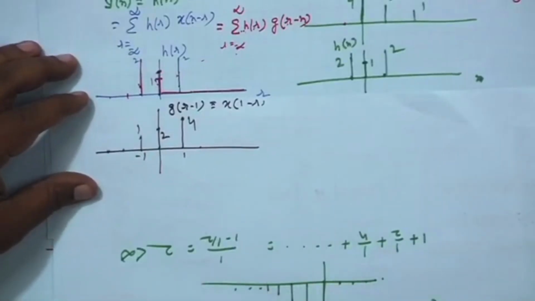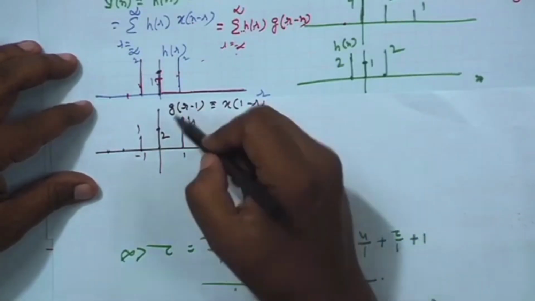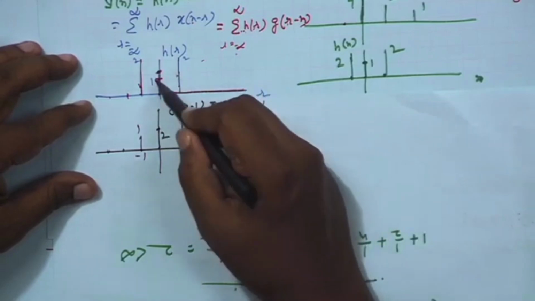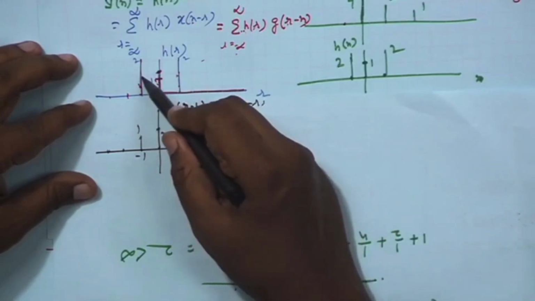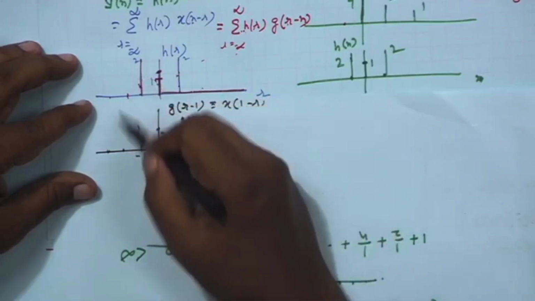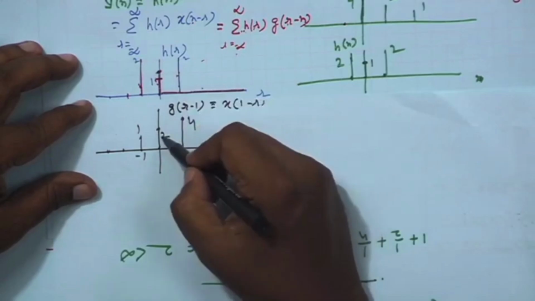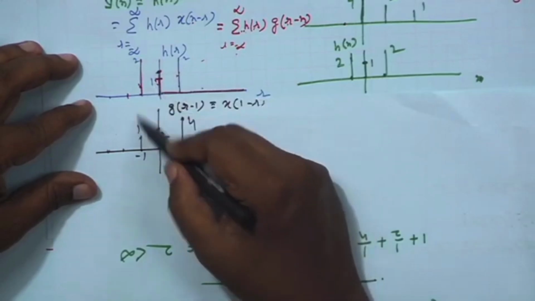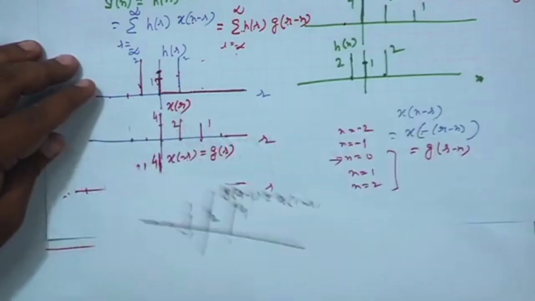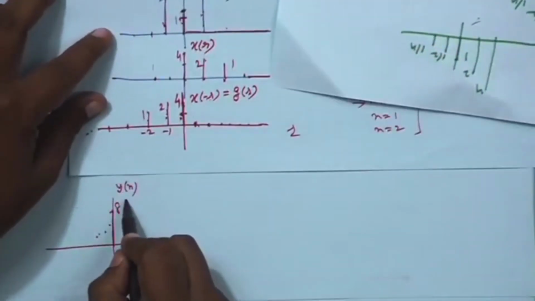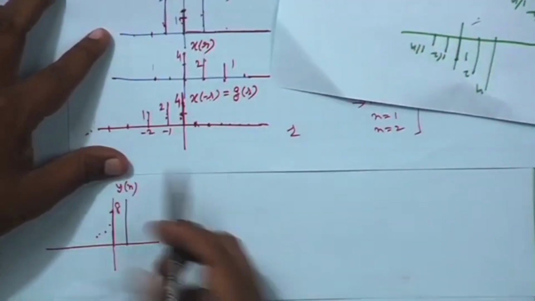Now, if you do sample wise multiplication, 4 into 2, 2 into 1, 1 into 2, and then 0 into 0, 0 into 0, they do not contribute anything. All right, so 8 plus 2, 10 plus 2, 12. So, the next value is 12.